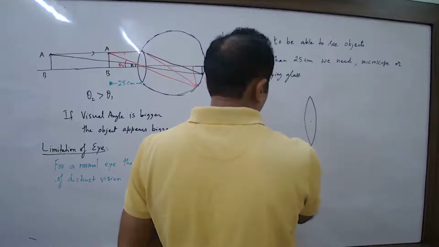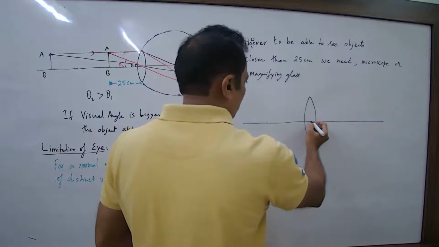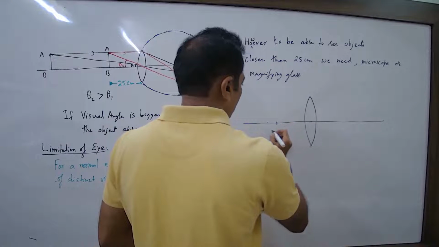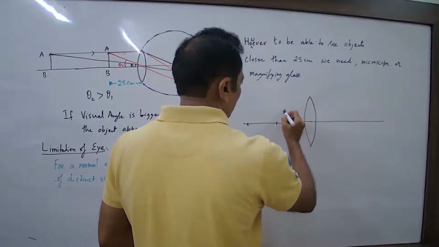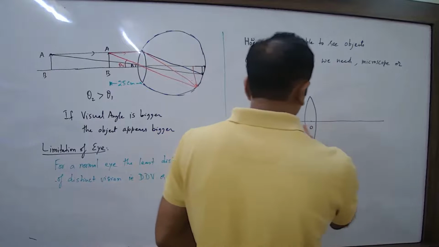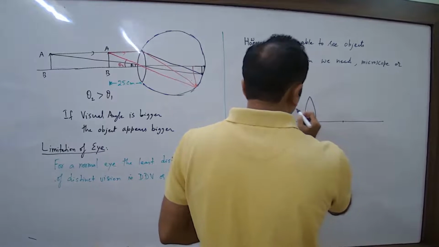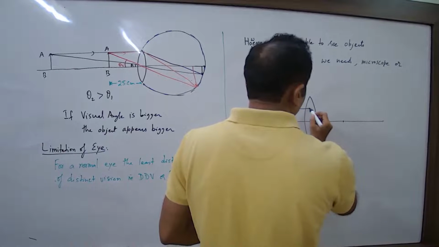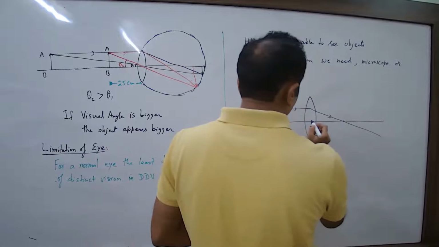Now see, this is a convex lens. Let's say this is the focus. When the object is kept between the focus and O, right? The focus is here also. How is the ray diagram made? We'll pass the focus. And what about this?